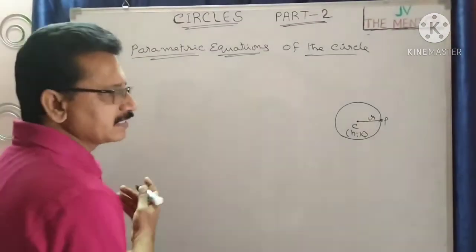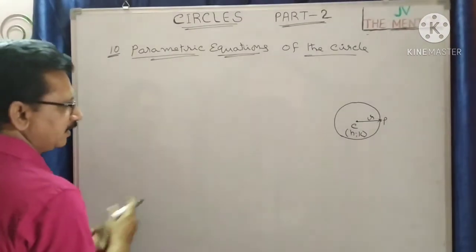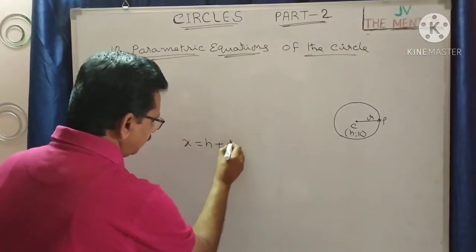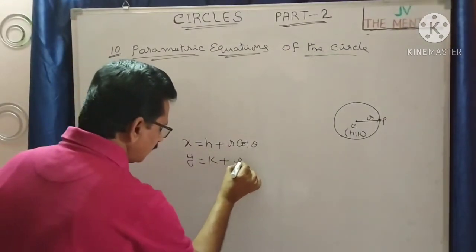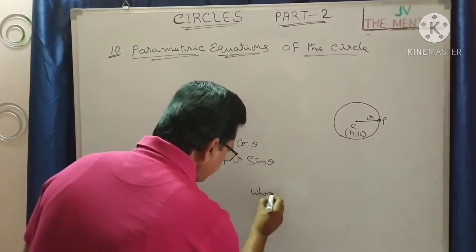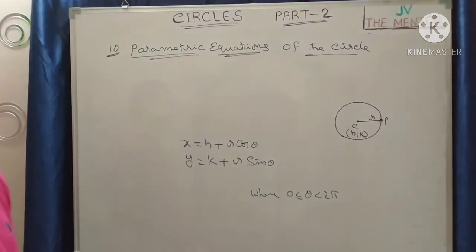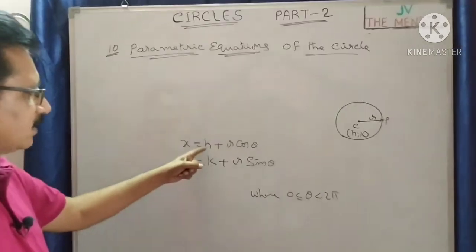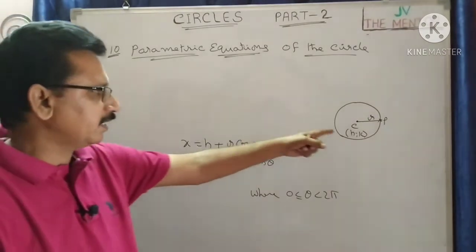Then the parametric equations of the circle are x equal to h plus r cos theta, y equal to k plus r sin theta, where 0 less than or equal to theta less than 2 pi. The value of theta lies between 0 to 2 pi. These are the parametric equations of the circle. First one is x equal to h plus r cos theta. Second one is y equal to k plus r sin theta, where h comma k is the center, r is the radius.